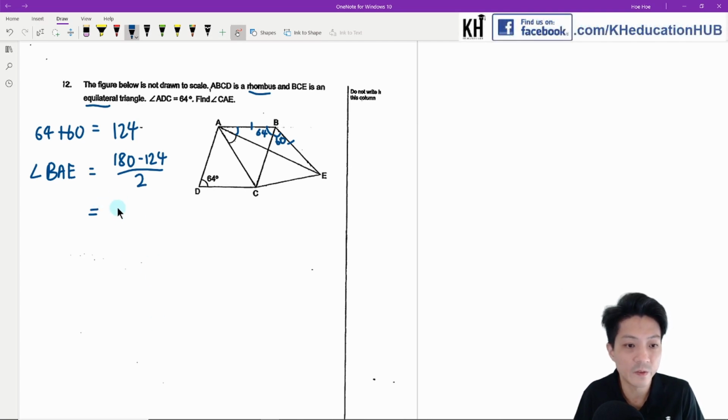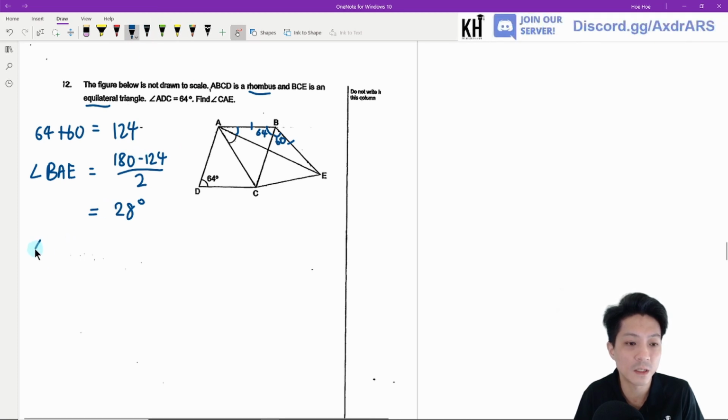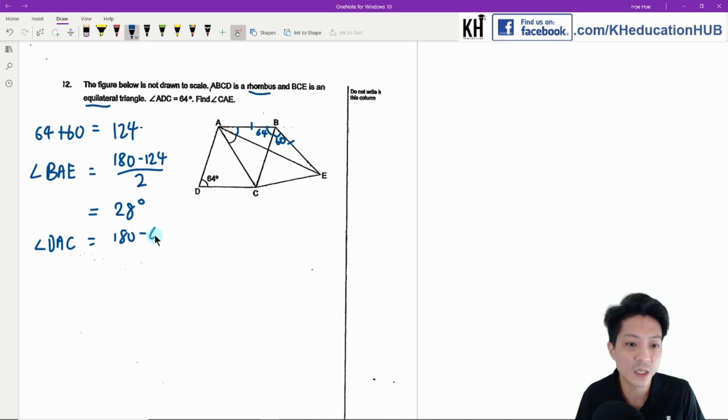And this is gonna give me 28 degrees. Okay, and the next thing that I need to find is angle DAC. Okay, DAC is 180 minus 64 divided by 2.